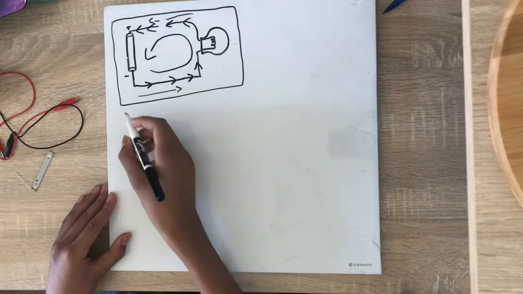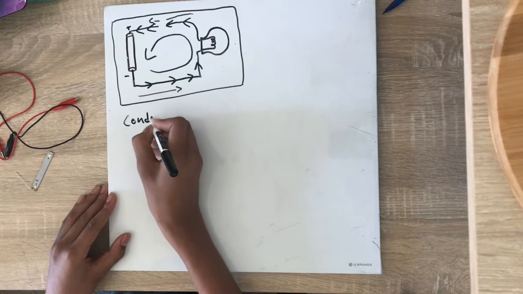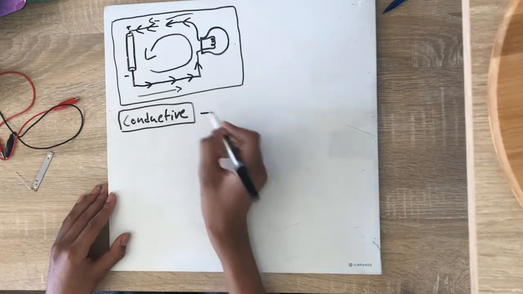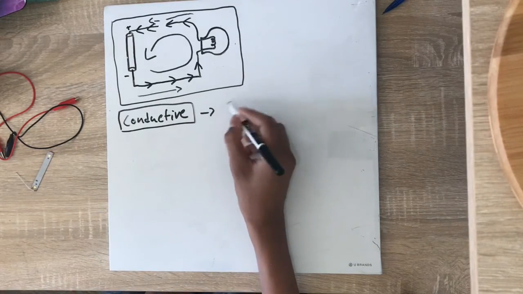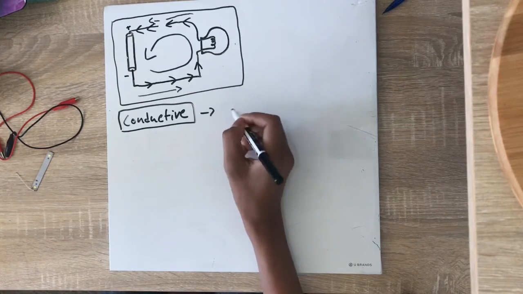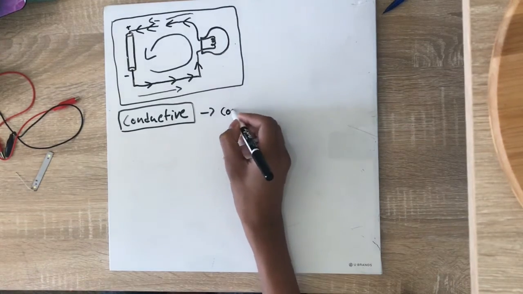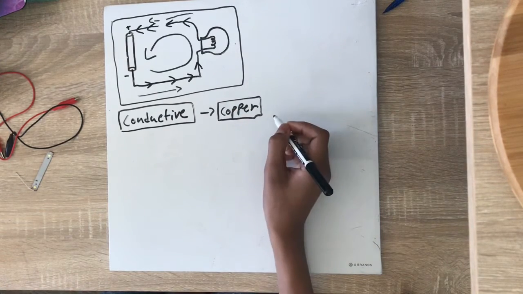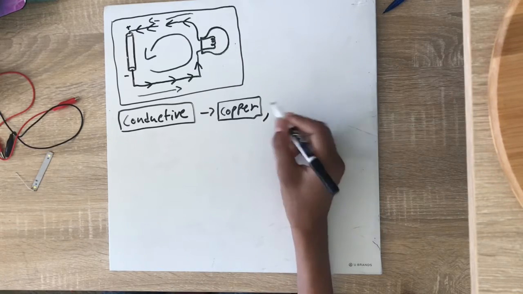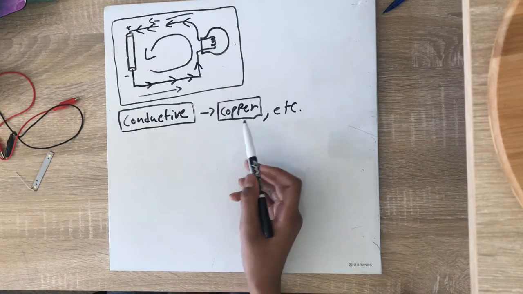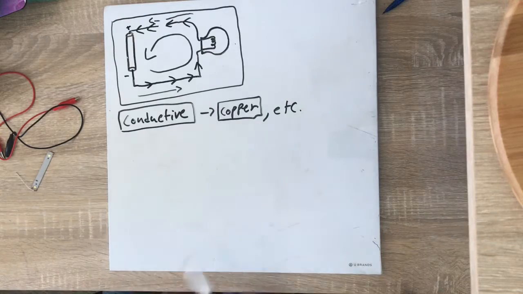So what do I mean by conductive? Conductive means a substance or material that can pass electrons through it. This includes a lot of metals like copper, which is the main one that most wires are made of, and other things like aluminum, iron, etc. So usually in electronics we use conductive substances like copper to transfer electrons.